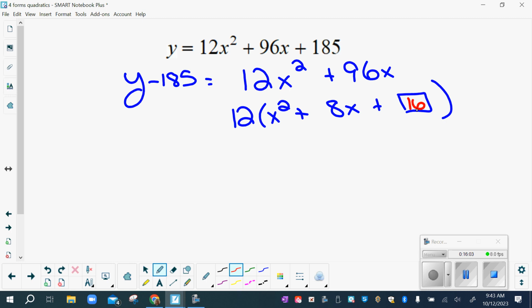You know why? Well, here's why. I got the 12 out there. I got to account for him. So I am going to take the 16 times 12 and do it on both sides.